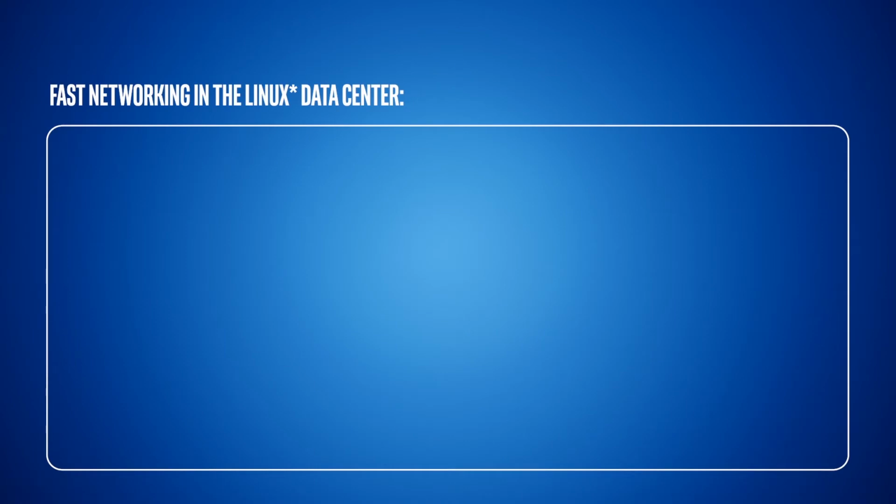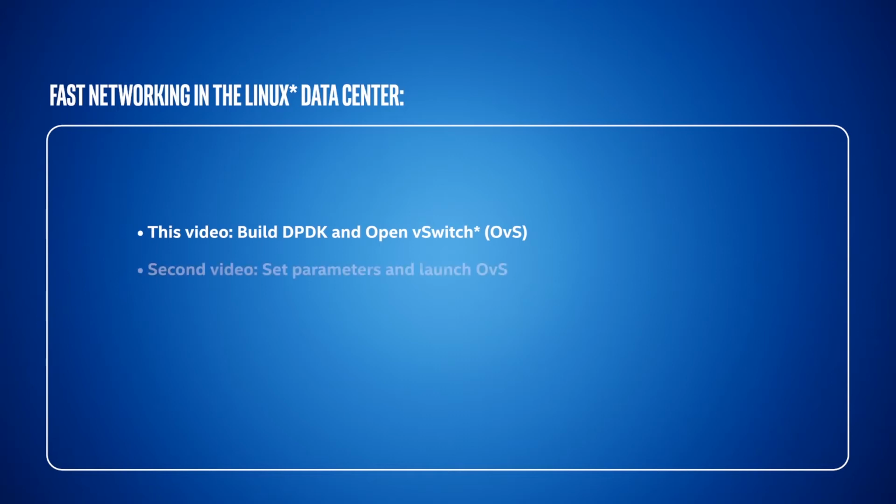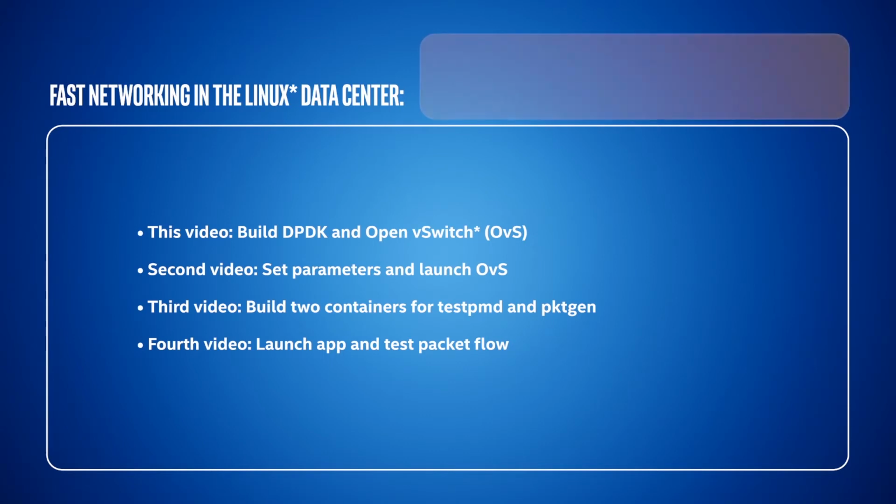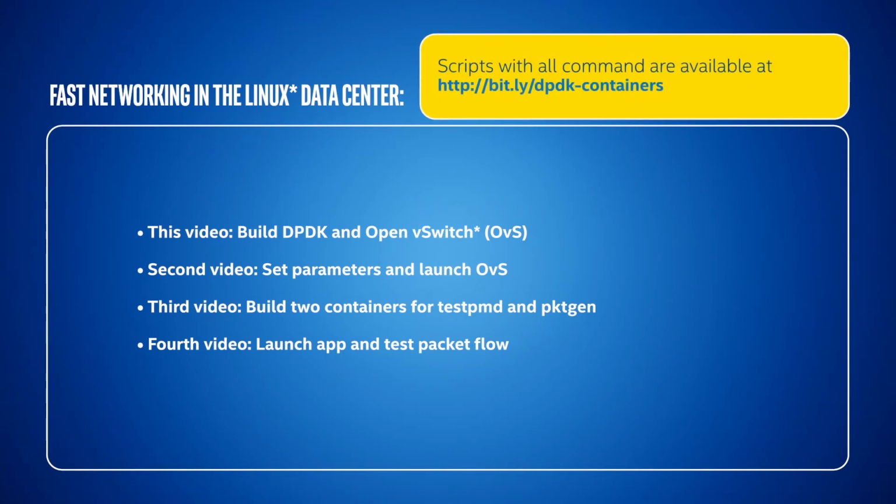This is the first video in a series on fast networking in the Linux data center using containers and DPDK. In this video, we'll build Open vSwitch and DPDK and allocate system resources. There are 3 additional short videos that will cover setting Open vSwitch parameters and launching it, building 2 containers, one for testpmd and the other for pktgen, and then starting testpmd and pktgen in those containers and seeing the packets flow. You can type along using the commands that we'll show you, or you can download the scripts and run them directly.